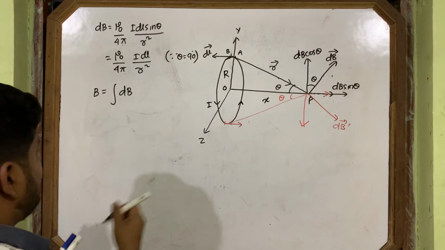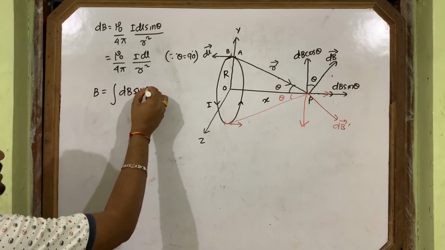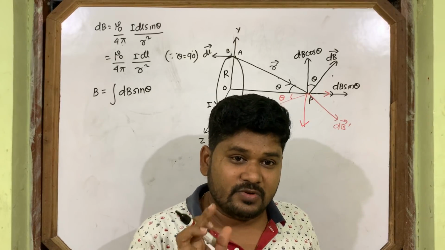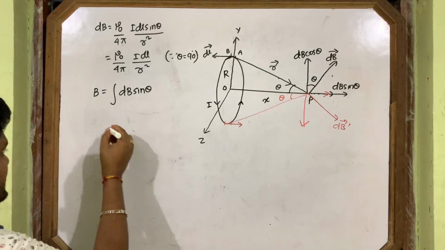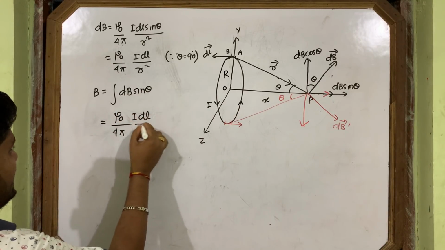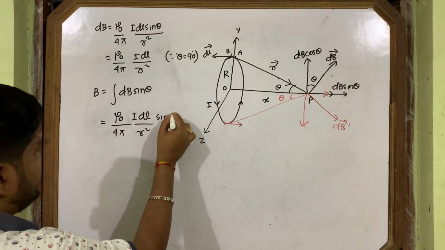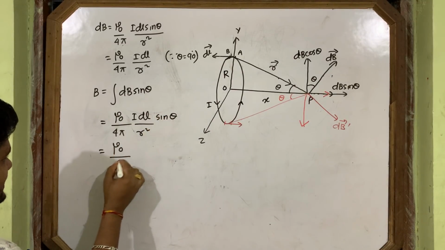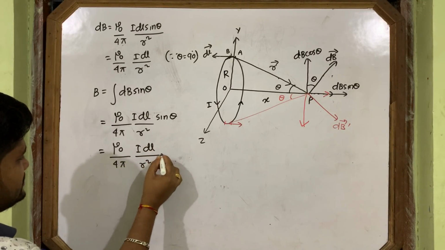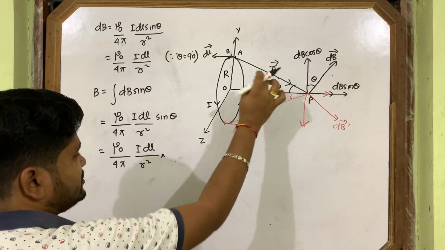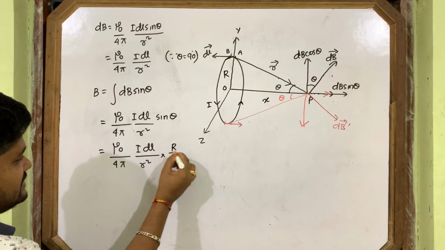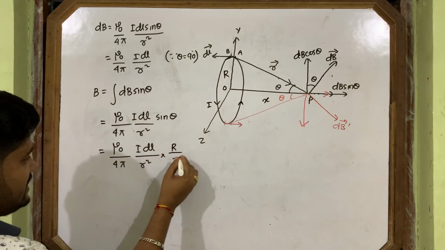Which component only remains? dB sin theta. So our integration is not of dB but of dB sin theta, because one part is already cancelled. We'll do the integration for only one part, that is dB sin theta. dB, you put here mu naught by 4 pi, I dl by r square, sin theta. Only mathematics, the physics part I have already completed. But how much is sin theta here? You see, sin theta is R by r.